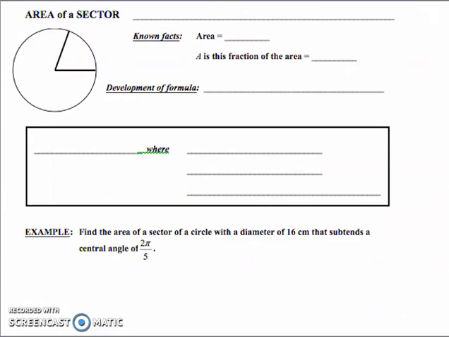As well as finding arc length, we can also find the area of a sector of a circle. So here's our picture. When we're talking about the area of a sector, we are actually talking about finding the area of this piece of the pie here. So obviously, when we look at our picture, the area of a sector is a part of the area of a circle.